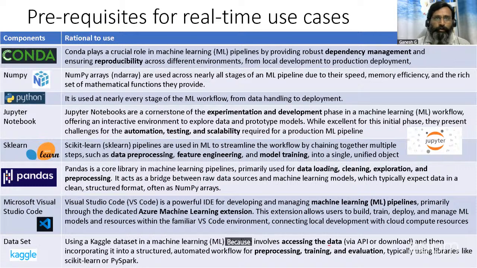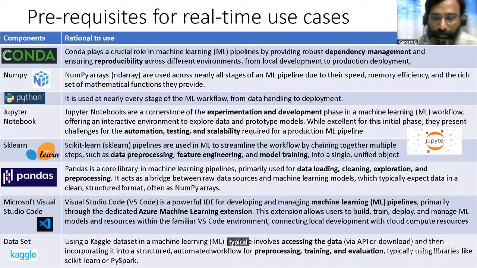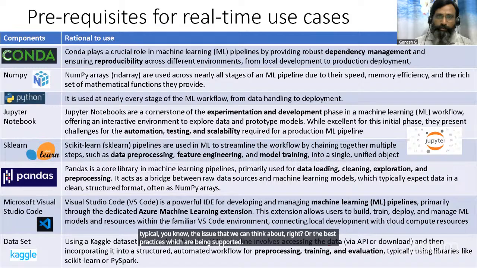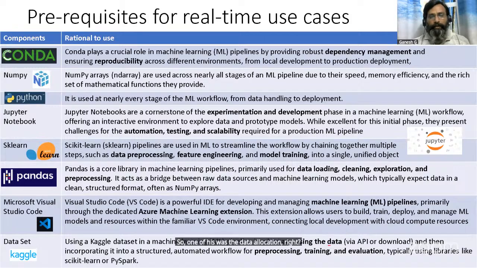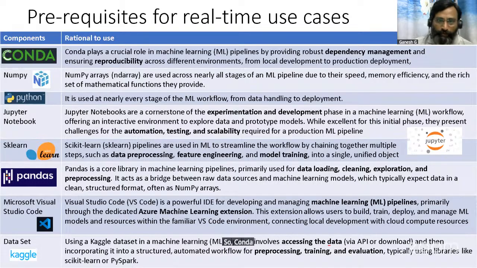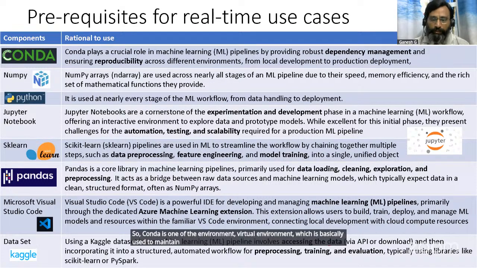Because we spoke about data leakage as one of the issues in the machine learning pipeline. If you remember the typical issues that we can think about, or the best practices which are being supported, one of them was data leakage. Now, when you have the virtual environment created, it provides you a segmented work stream, and within that itself, you can create different pipelines. So Conda is one of the virtual environments, which is basically used to maintain your machine learning pipeline.